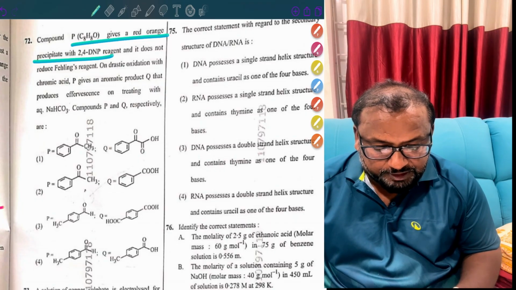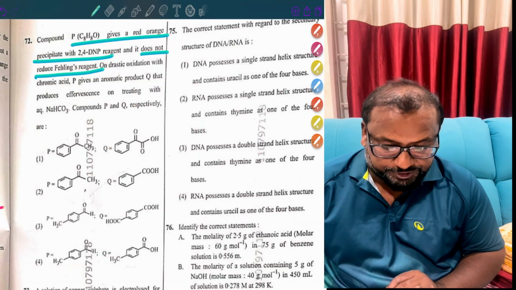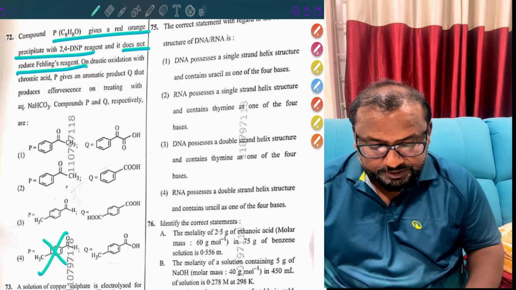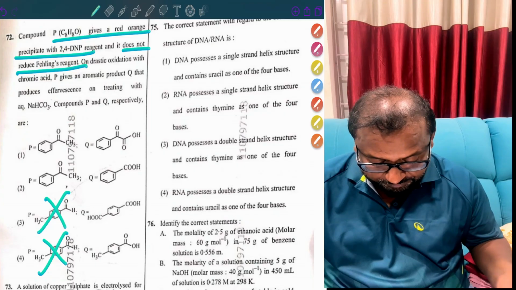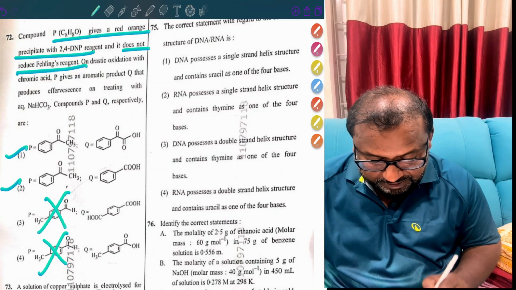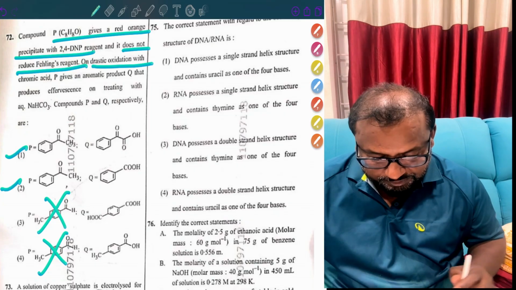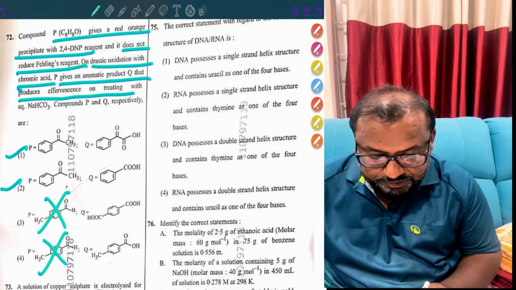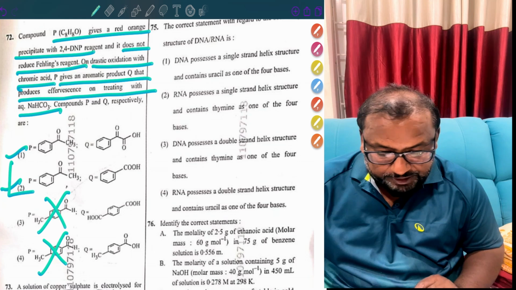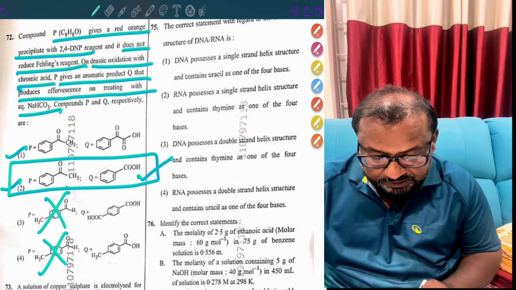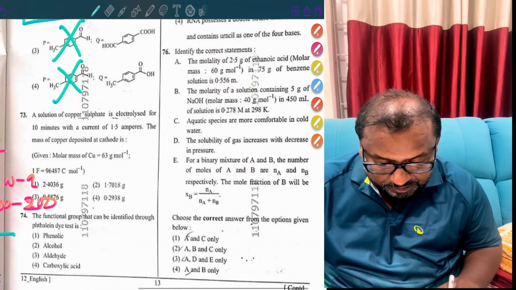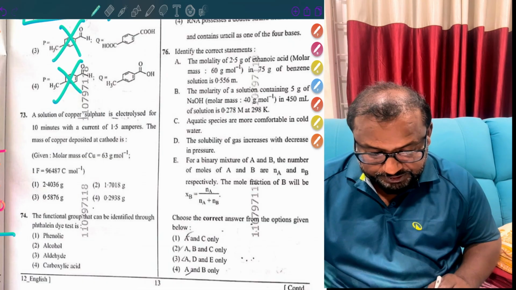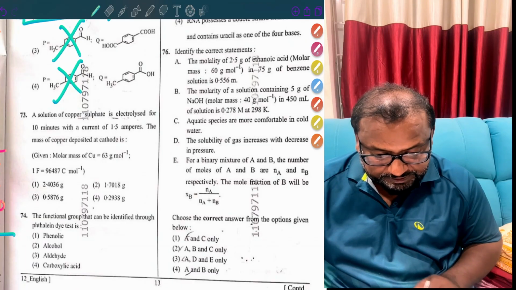It is saying that P gives orange precipitate with 2,4-DNP. So it must be aldehyde or ketone and does not give Fehling's test. Fehling's test is failed. So therefore it should not be an aldehyde. So 3, 4 are out. So any one of these could be our answer. On drastic oxidation with chromic acid, P gives aromatic Q that gives effervescence with sodium bicarbonate. So it should be carboxylic acid. The direct question is modified a little, but the basic question is that.